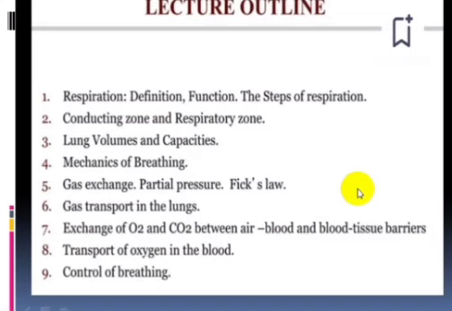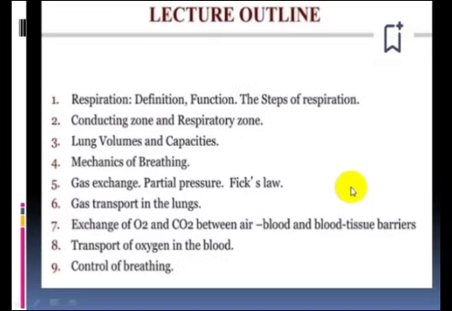Then after that, we'll look at the anatomy of the respiratory system. That we'll be talking about the tracheobronchial tree. Under that you have the upper and lower respiratory tracts. The upper respiratory tract is also known as the conducting zone of the respiratory system, and the lower respiratory tract is known as the respiratory zone of the respiratory system.